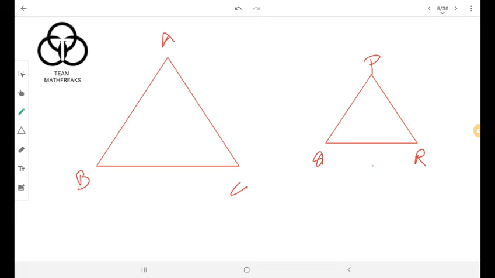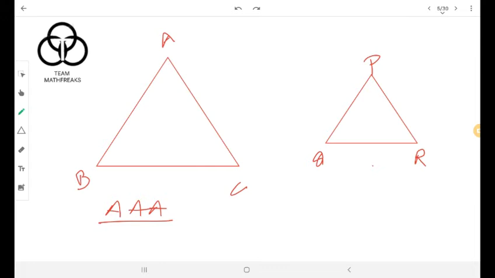Now, how do I identify similar triangles? There are some properties. One is angle, angle, angle. If all the three angles of a triangle are equal, or any two of the angles, suppose this angle, this angle are equal, then the triangles are similar. This is our angle, angle.